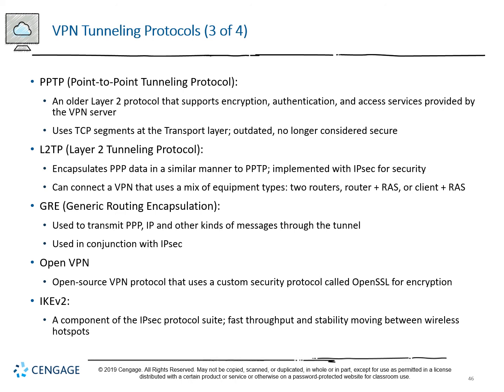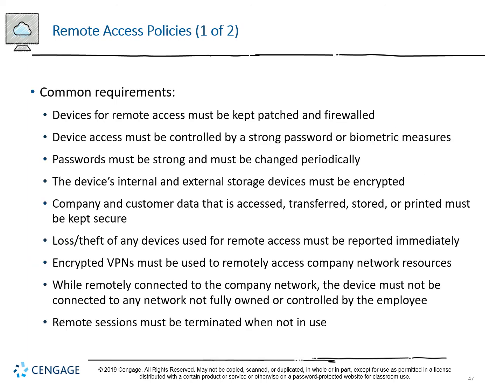IKEv2 is a component of the IPsec protocol suite. Fast throughput, a lot of stability moving between wireless hotspots. So if you're using VPN and you are mobile, there's going to be a lot of IKEv2 traffic for you. Now for remote access, we have some requirements we have to deal with.